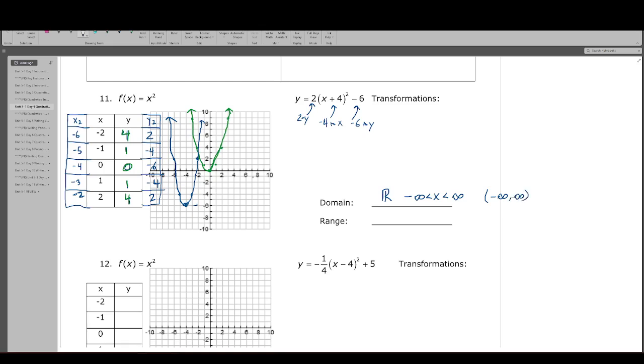Our range should be y is greater than or equal to, and this is our transformed range, so our lowest point is negative 6. We could also write that negative 6 less than or equal to y less than infinity, or that's less than or equal, so that would be a square bracket, negative 6, comma, infinity in interval notation.